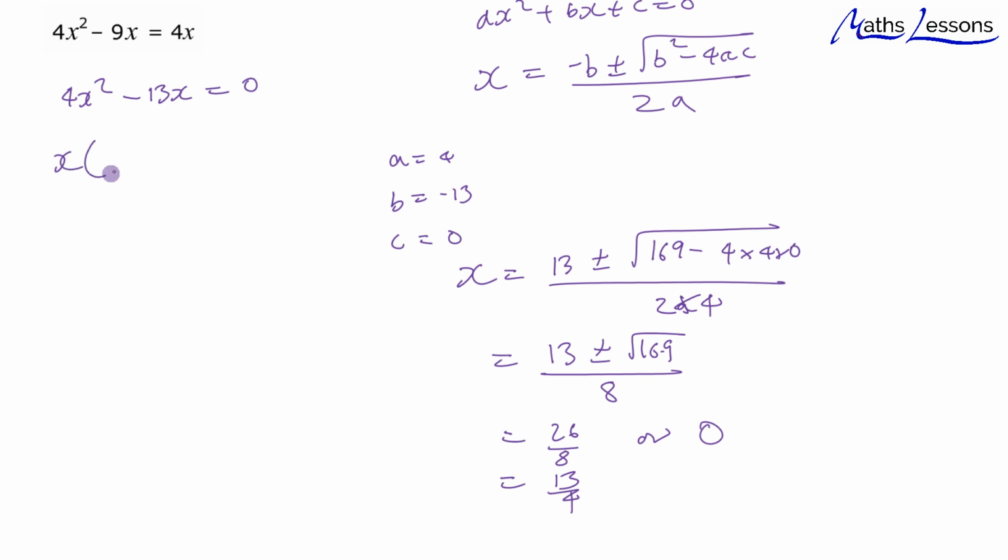You can take x out as a factor, and then you get 4x minus 13 equals 0. That means x equals 0, or 4x minus 13 equals 0. So you get 13 over 4. Excellent. So there's your two answers.